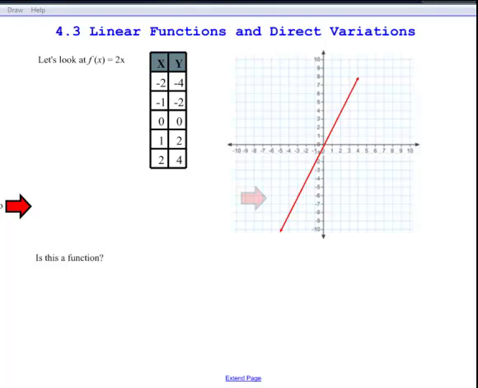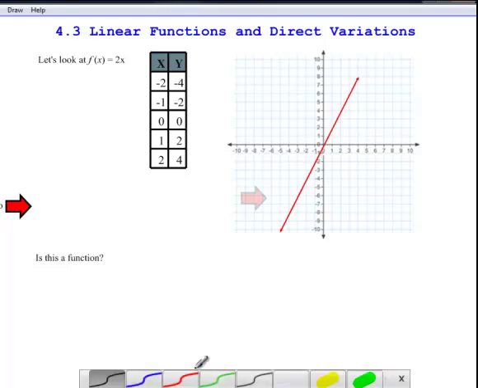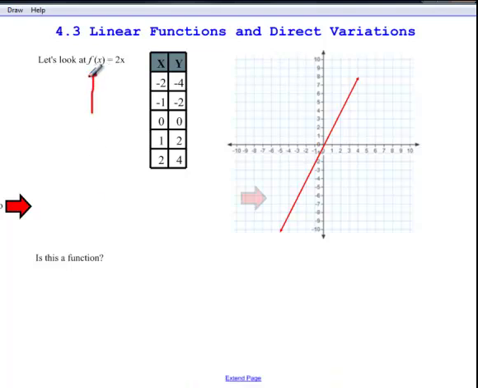4.3 Linear Functions and Direct Variations. Let's take a look at a graph and see where we're going. All right, let's point out one little thing right here. Notice we have moved to our new notation. f of x, what is it called? Function notation. So y is bye-bye. Even though you see it right here, that was probably a mistake on my part, it should be f of x. So we state here that we have a function called f of x equals 2x.